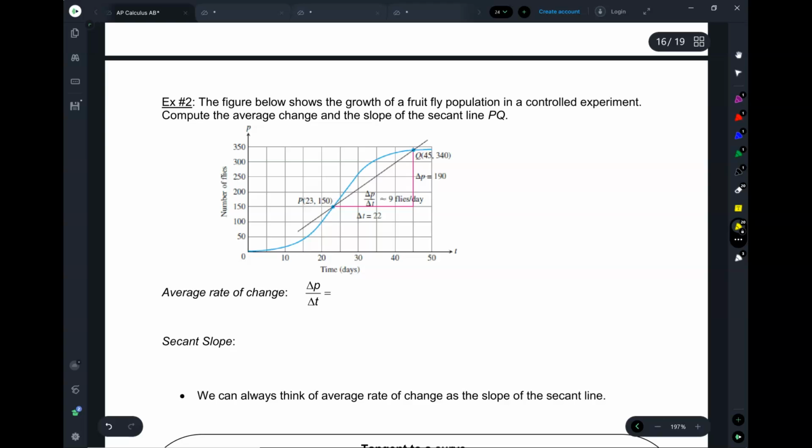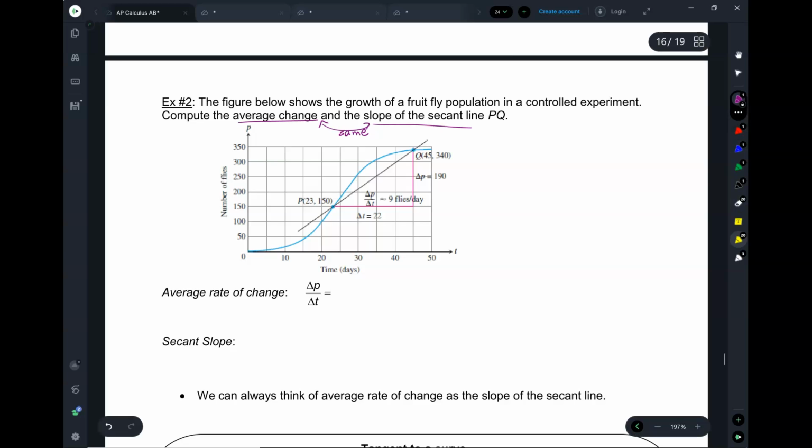The figure below shows the growth of a fruit fly population in a controlled experiment. Compute the average change, the average rate of change, and the slope of the secant line, PQ. So the average rate of change and the slope of the secant line, those are two ways of saying the same thing. Okay?